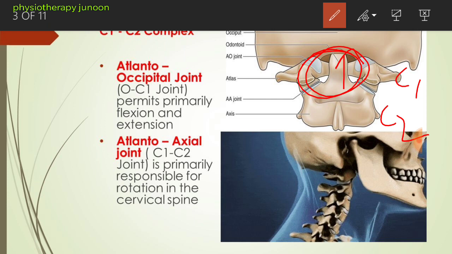This is secured by the transverse ligament of the atlas, which attaches to the lateral mass. The posterior arc has a groove for the vertebral artery and C1 spinal nerve.